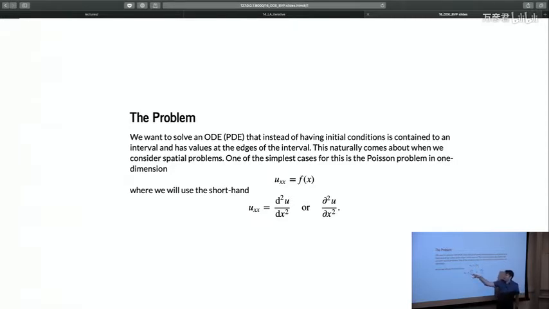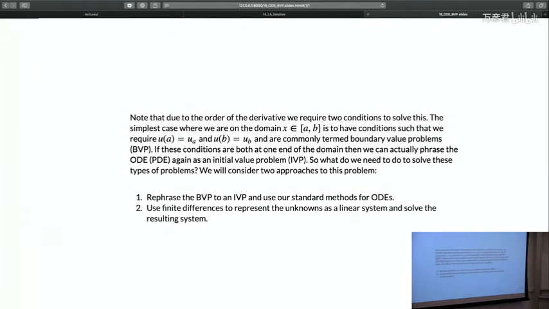Oftentimes, you will write partial derivatives. Maybe f(x) isn't just f(x). Maybe it's some function of u as well, so this problem can get kind of arbitrarily complicated for us. But we want to solve problems like this. These come up all the time and give us nice structures that we can leverage.